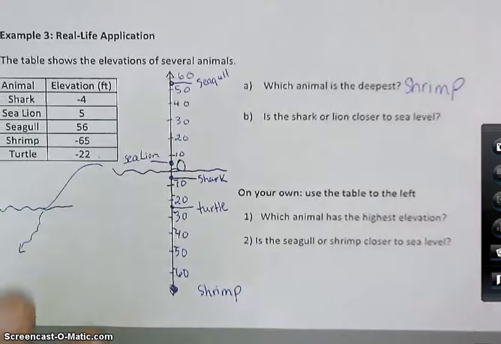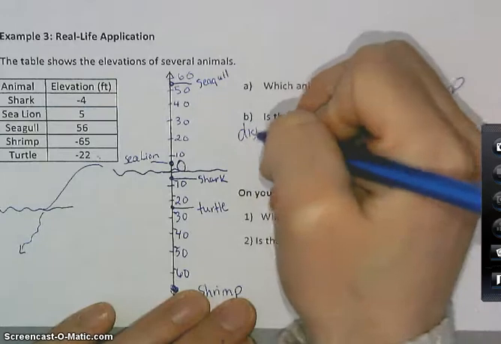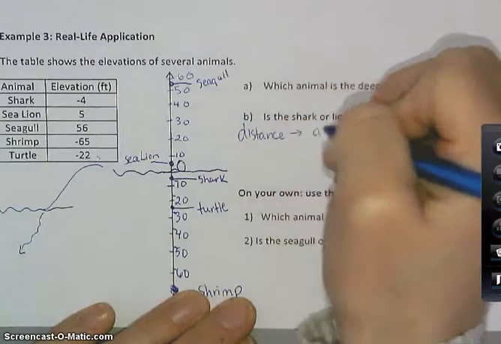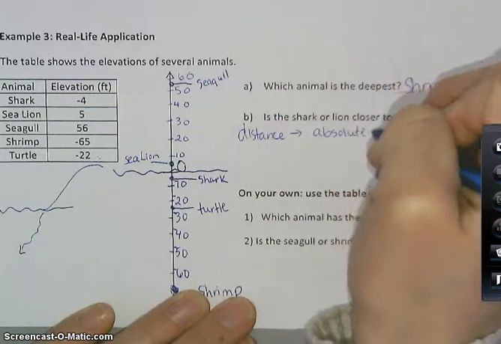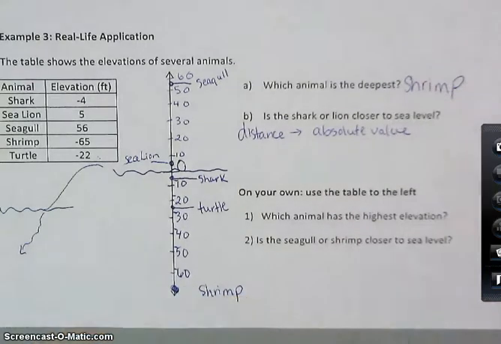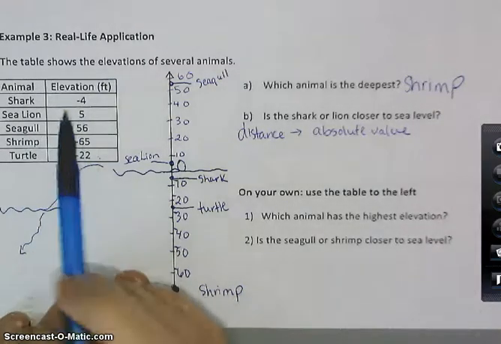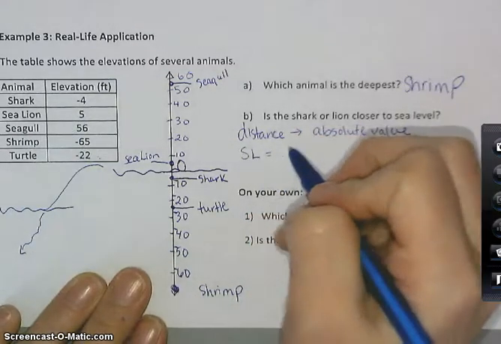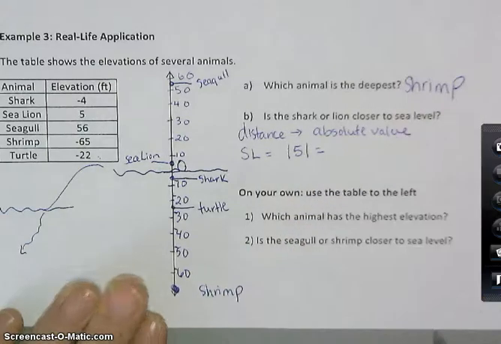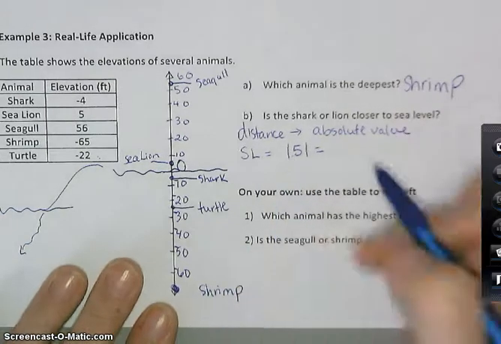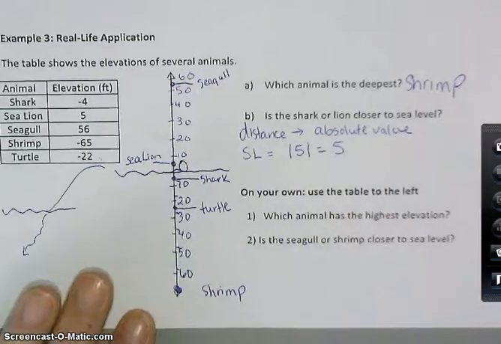Okay, and then it says, is the shark or the sea lion closer to sea level? Well, that's asking for distance. So if it's asking for distance, I need to use absolute value. So I'm going to have to use some absolute value here to find out how far away is the shark from 0 and how far away is the sea lion from 0. So if I'm looking here, my sea lion, he is at 5. So his distance from 0, the absolute value, is 5. He is 5 hops from 0.